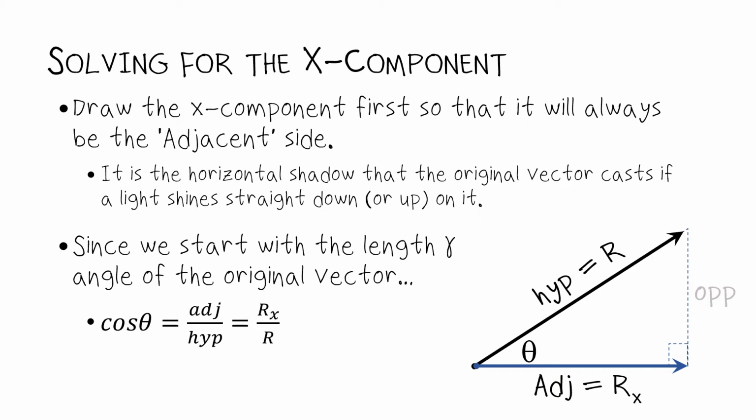So if I take the equation cosine theta equals rx over r, and I solve it for rx, we have our x component equation. The x component of your vector is equal to the magnitude of the vector times the cosine of the angle that the vector makes with respect to the positive x-axis. It's that standard angle that we've been referring to over these past couple lessons.